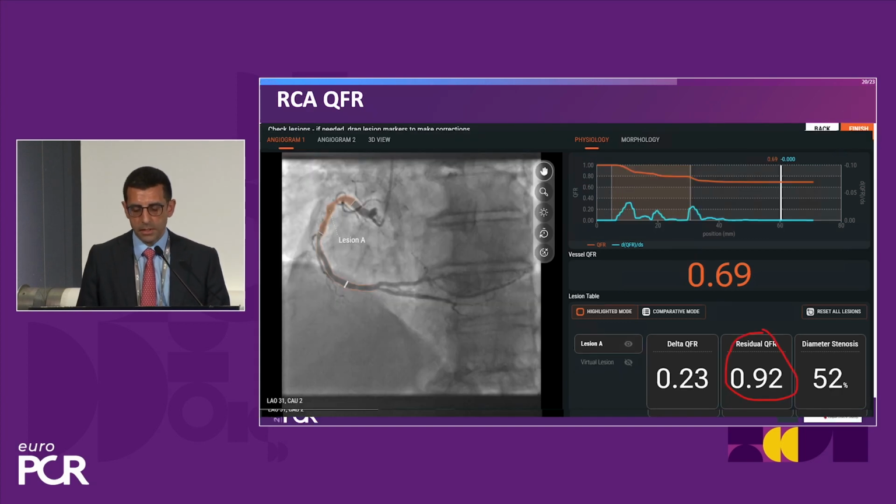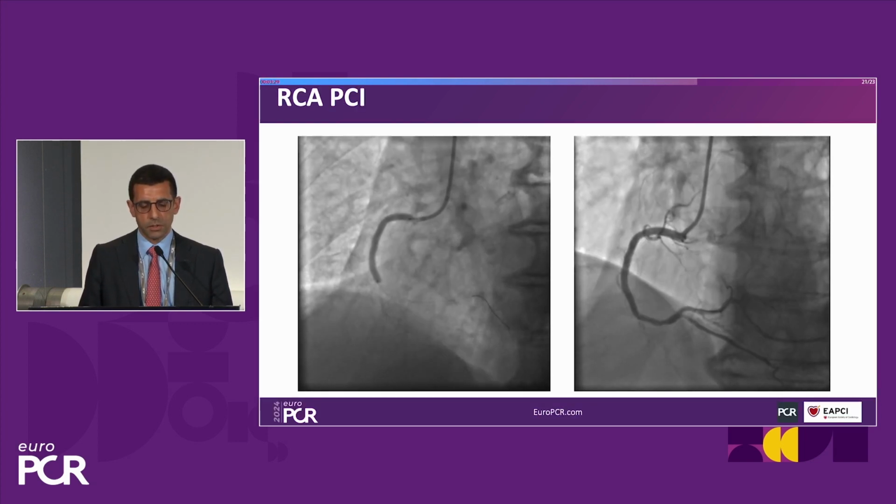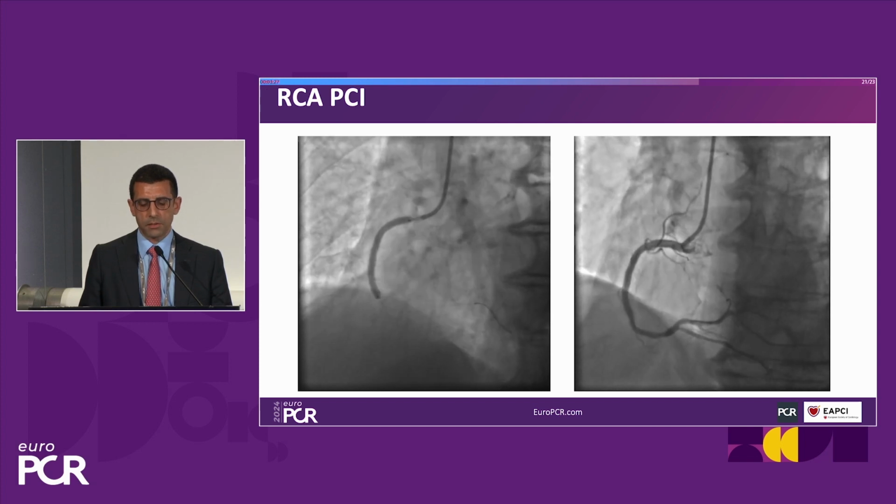And finally, this was the right coronary artery. The right coronary artery was positive, 0.69. Here you may play with the distal marker that you may see here, to understand from where to where to put the stent. Here, for example, with a long stent, it was a QFR of 0.92, and then we decided to implant a stent. It was a 3.5 by 38 millimeters, so this was the final result.